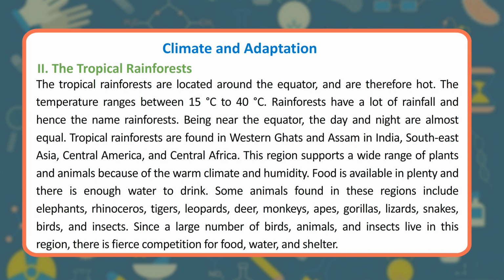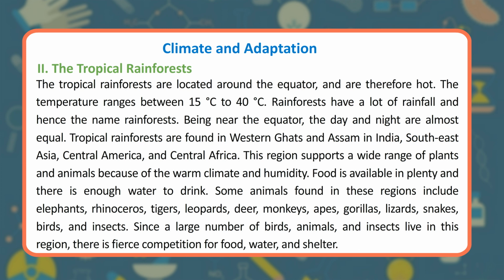Tropical rainforests are found in Western Ghats and Assam in India, Southeast Asia, Central America, and Central Africa. This region supports a wide range of plants and animals because of the warm climate and humidity. Food is available in plenty and there is enough water to drink. Some animals found in these regions include elephants, rhinoceros, tigers, leopards, deer, monkeys, apes, gorillas, lizards, snakes, birds, and insects.